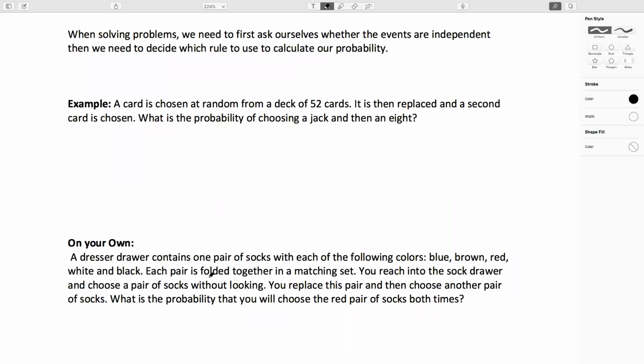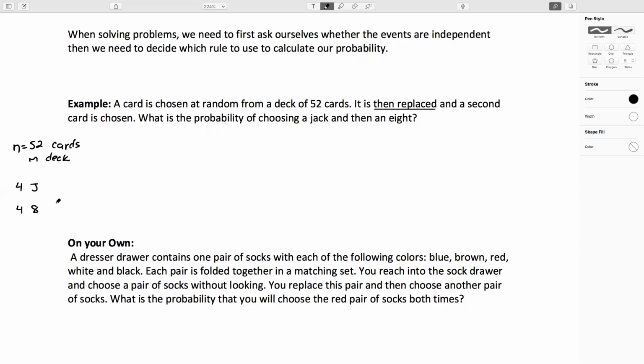So let's go through some specifically independent event problems. So question one, a card is chosen at random from a deck of 52 cards. It is then replaced, and a second card is chosen. What is the probability of choosing a jack and then an eight? The key to this question is right here, then replaced. Because we're putting the card back, our probabilities will remain unchanged. So we've got a bit of unpacking of information to do. There's 52 cards in the deck, so N is 52. We have 4 jacks in the deck, and we also have 4 eights in the deck.